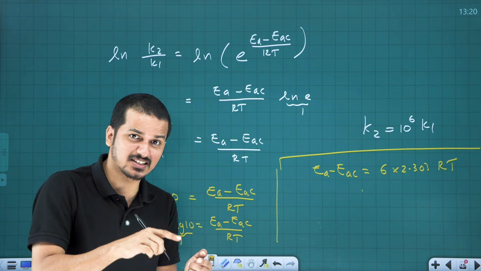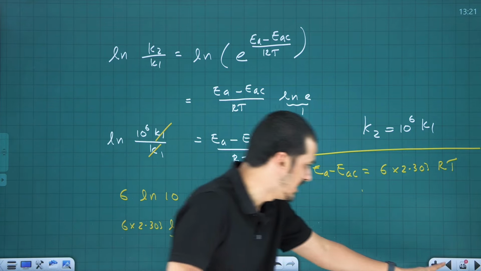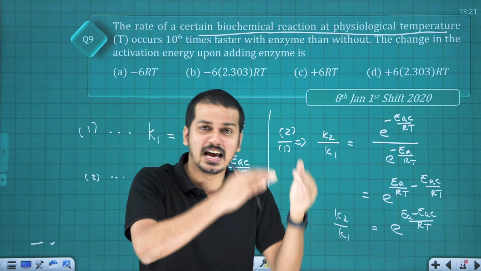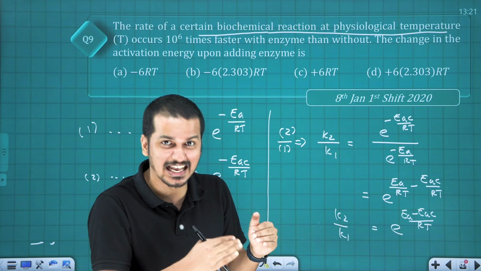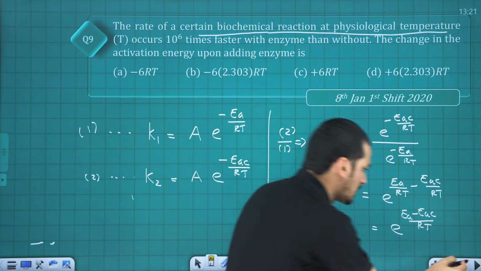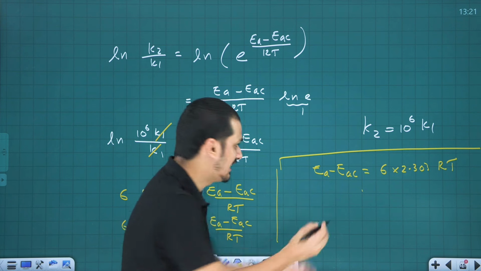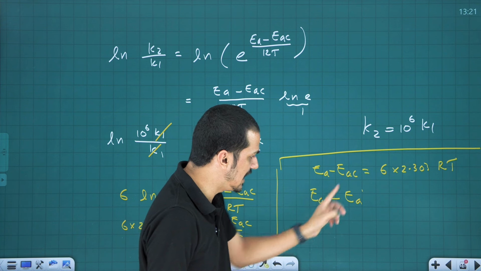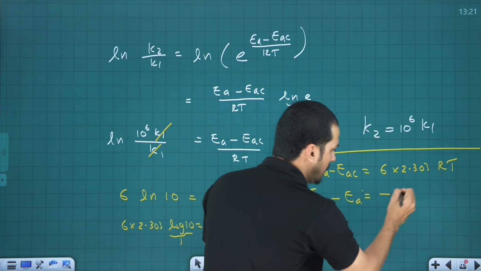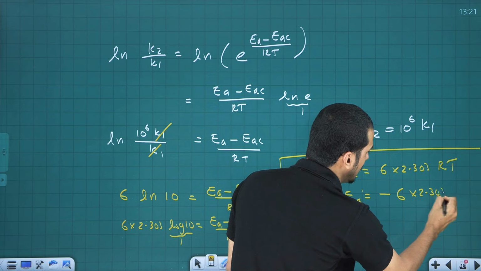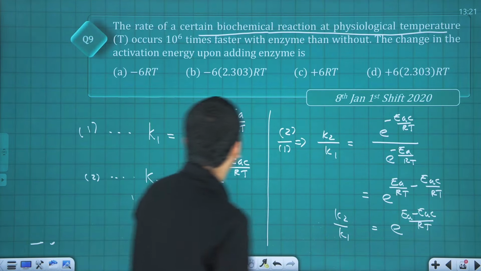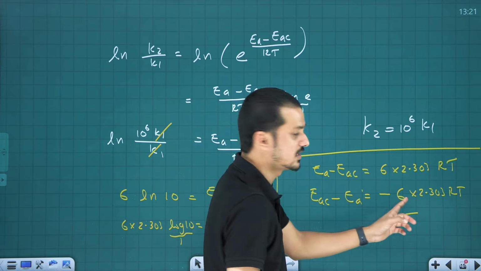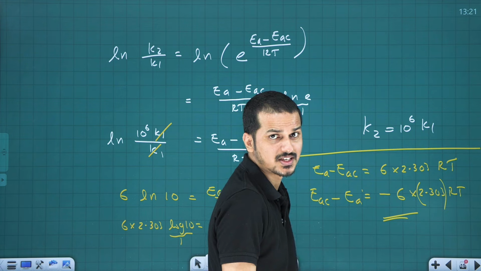But whenever they are asking about the change in activation energy, that change they are asking. Whenever a catalyst is added, the activation energy decreases. So the final is less and the initial is high, so that change will be negative. I have to find the change as catalyst added minus initial. So EAC minus EA means I have to take one minus. So minus 6 into 2.303 into RT will come. That is the answer, so option B is correct. Minus 6 into 2.303 RT, that's the option. Clear, dears?